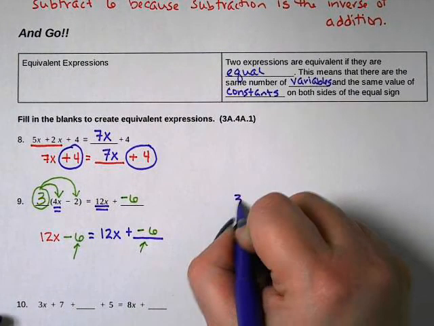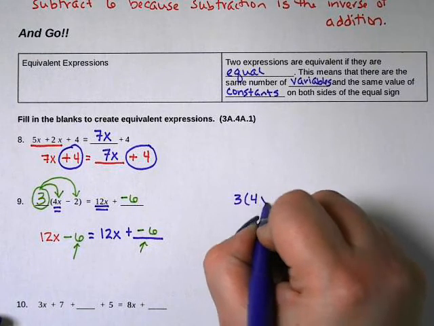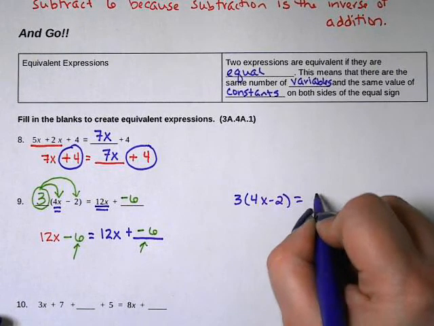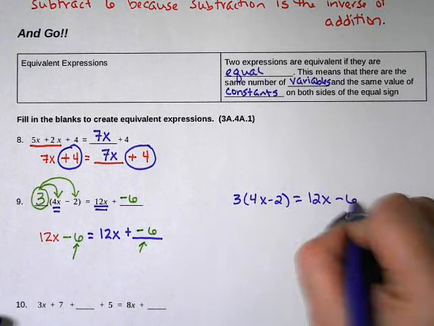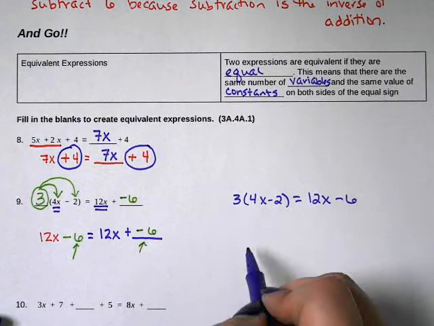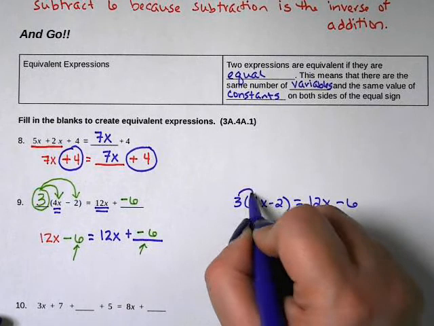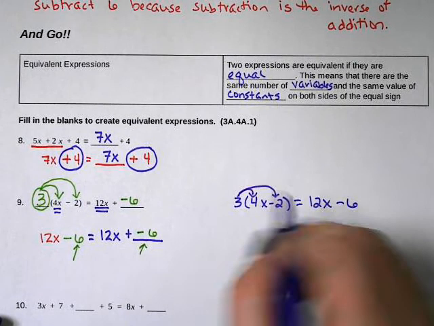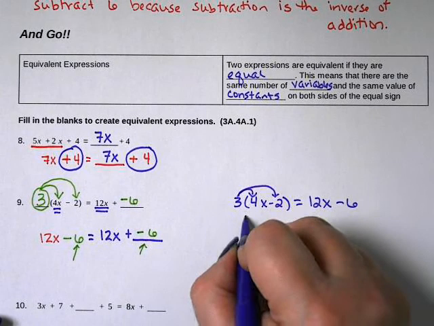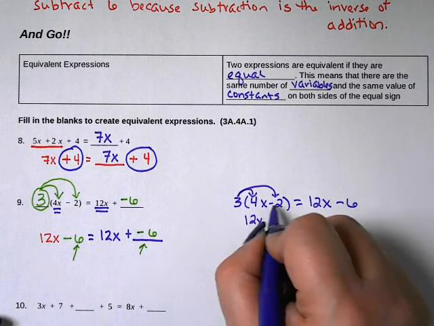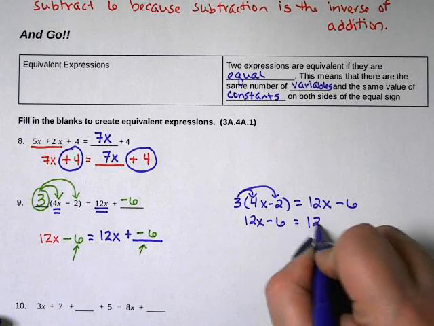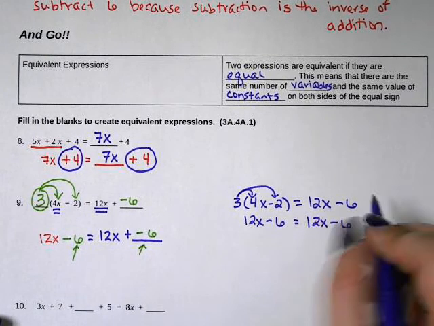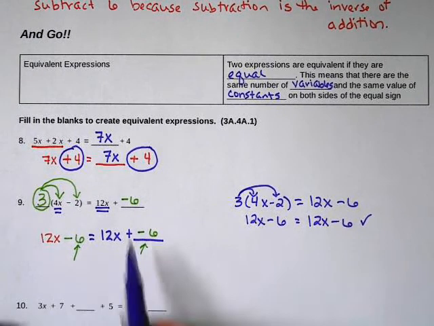And we can always just double check. I'm going to rewrite the whole thing. 3 times 4x minus 2 equals 12x, and if I have plus negative, that really becomes negative 6. I'm going to make sure these are equal. So I'm going to distribute that 3. 3 times 4x is 12x. 3 times negative 2 is negative 6. And on this side I have 12x minus 6. Those are equal to each other, so I know that I'm correct over here.